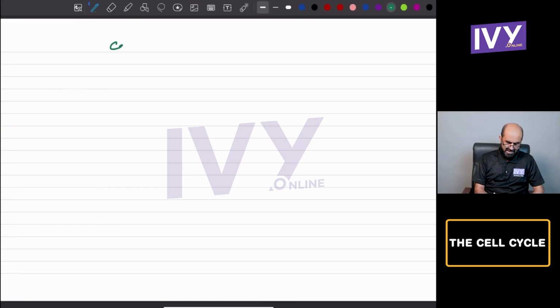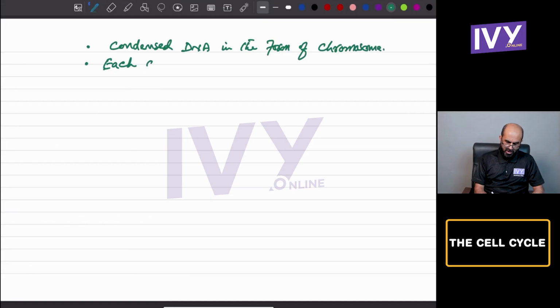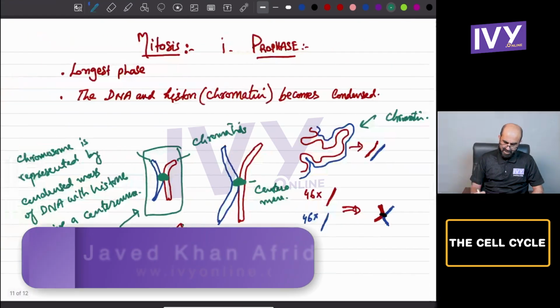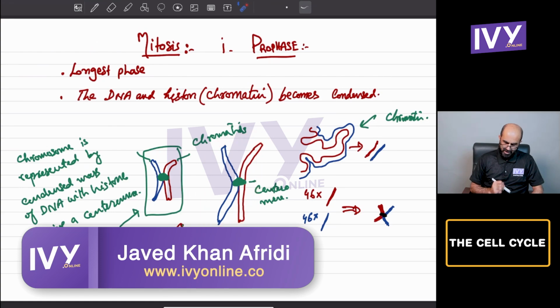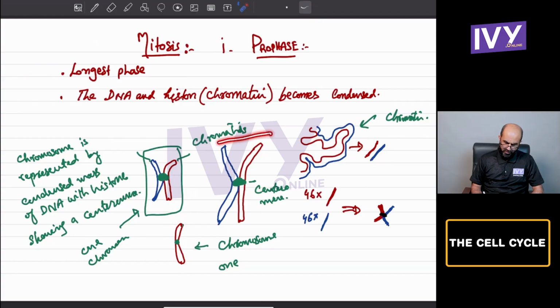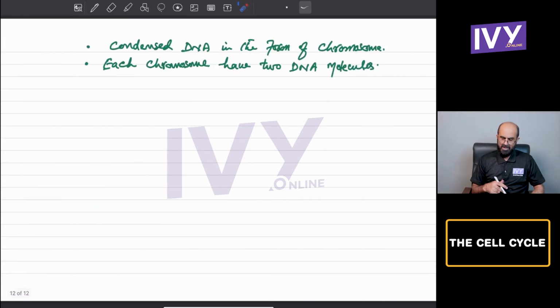So we say that the DNA should be condensed. Each condensed DNA is in the form of a chromosome, because condensed DNA is called a chromosome. Each chromosome has two DNA molecules. It means the chromosome is like in this form, because it has two DNA molecules. In one chromosome we have one DNA. So in prophase you can see the chromosome in the form of a double helical structure, although it's not so prominent, but it will be somewhat like a double helical structure.